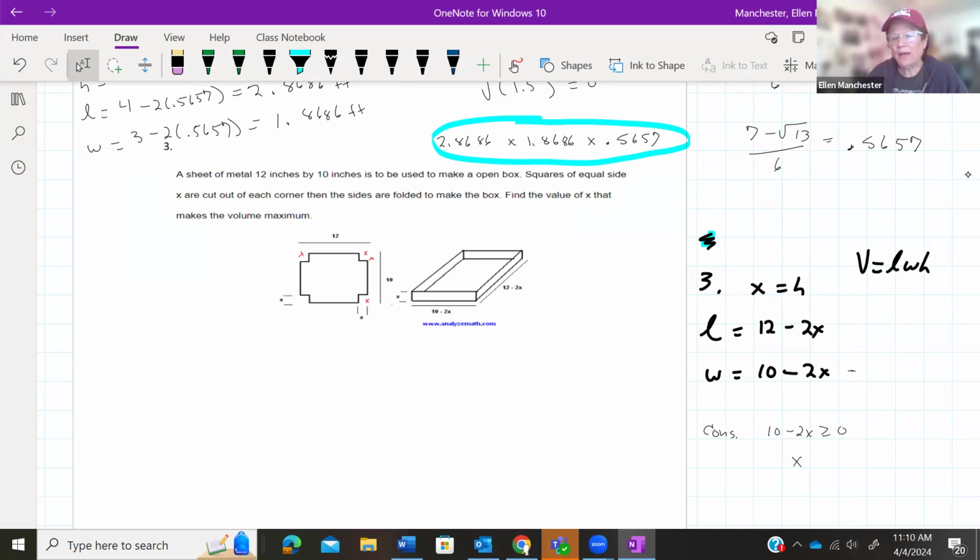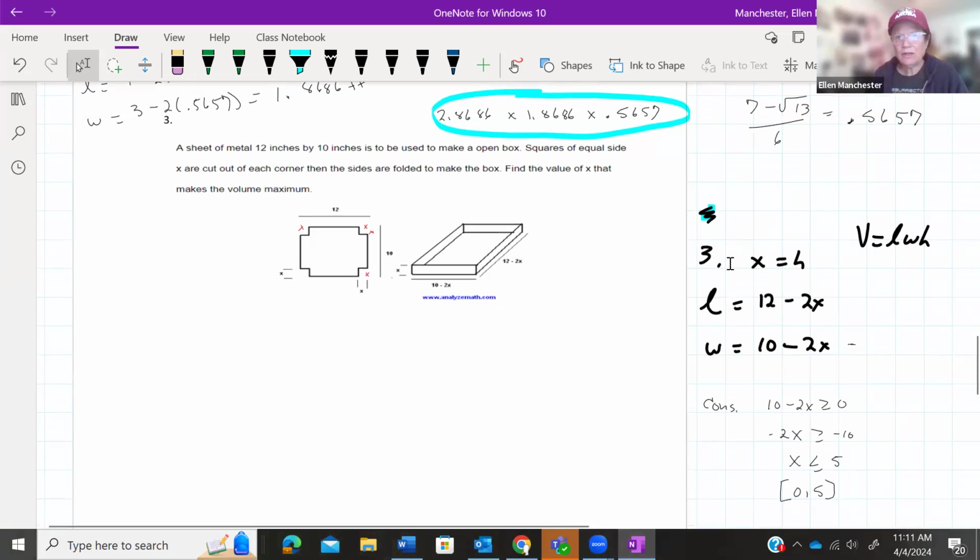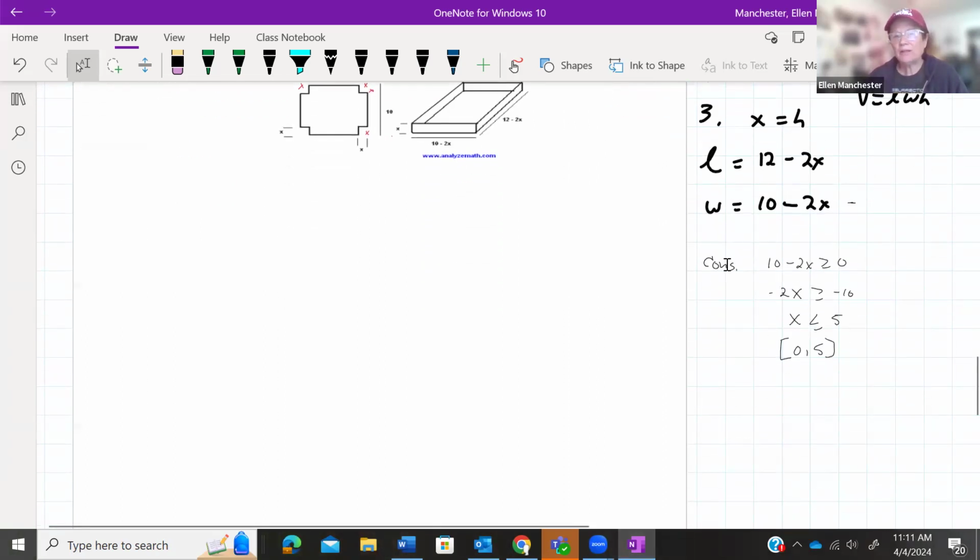So we end up with x, negative 2x, greater than or equal to negative 10. So x is going to be less than or equal to 5. So we have our endpoints between 0 and 5. Okay, and then from that point, now we're just going to set up our volume formula.